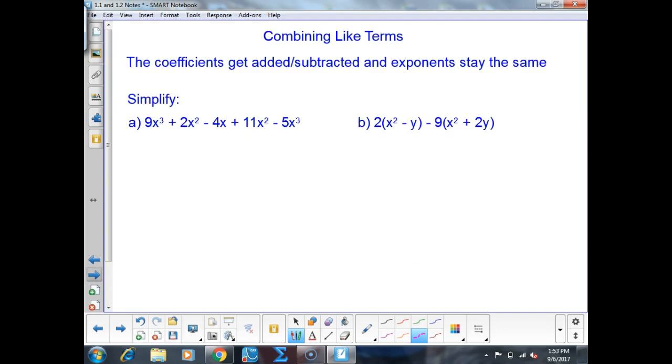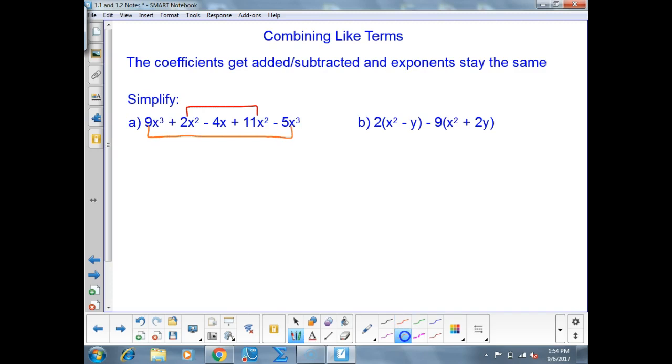Combining like terms. Okay. There's an x squared and an x squared. There's an x cubed and an x cubed. So that would give me then 4x cubed plus 13x squared minus 4x.